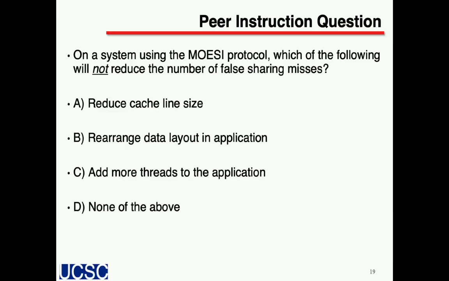OK, any coherency questions? Let's do peer instruction then. You're on a system that's using the MOSI protocol, and you decide false sharing is problematic for your code's performance. So you have some ideas about how you might reduce false sharing. In this case, I'm asking which of the following will not reduce the amount of false sharing. Would it be reducing the cache line size, rearranging your data for your application, adding more threads to the application using more cores, or none of the above? So think that one over for a second by yourself, and then we'll take a vote as a group.